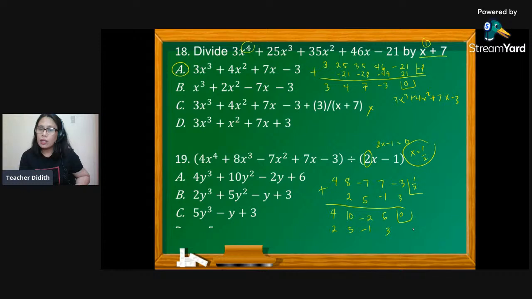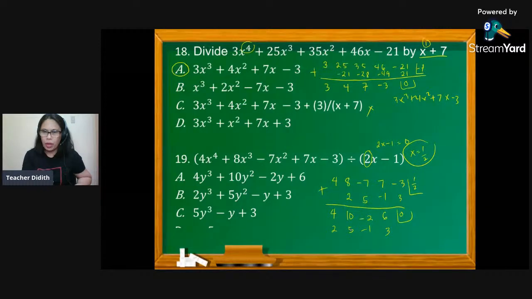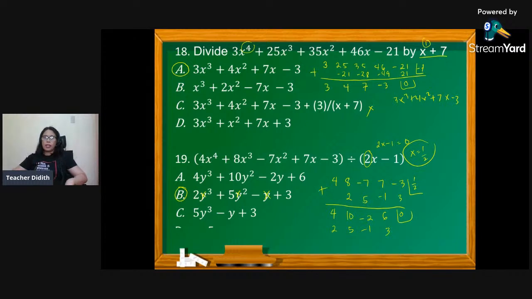So, this is 2x cubed, or rather, sorry, yung option natin naging y. So, puro mga x to. 2x cubed plus 5x squared minus x. Okay, so b. Pero mga x ito, ha? I don't know why I placed y.